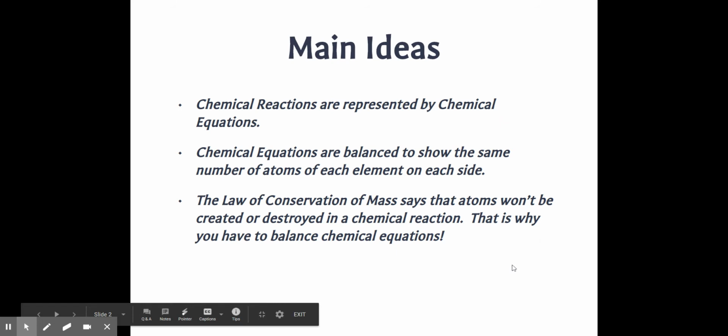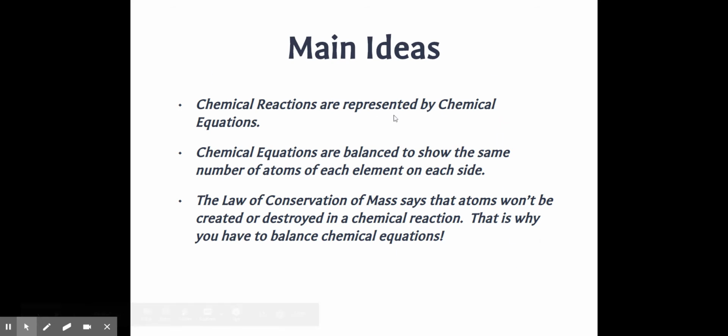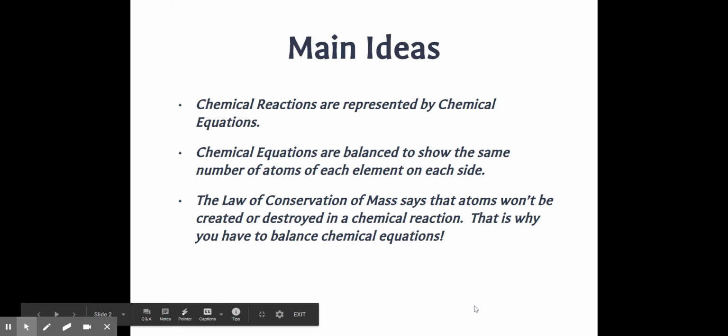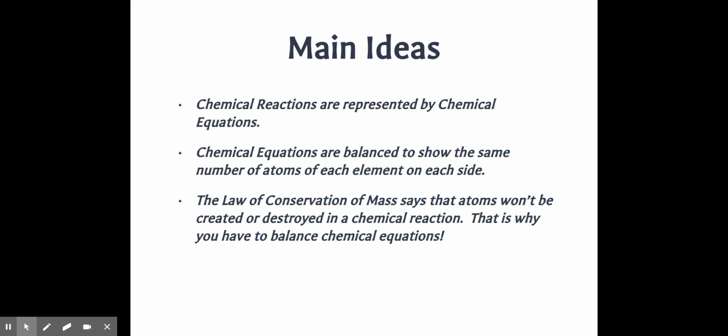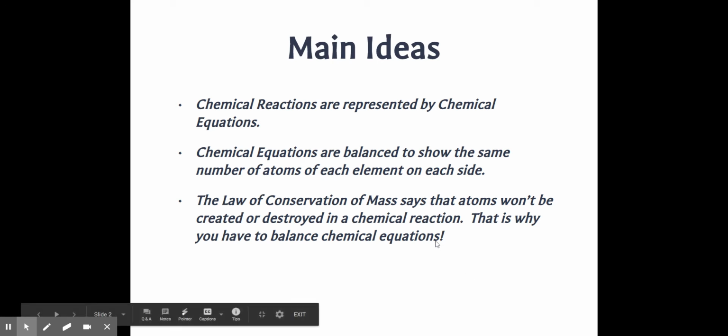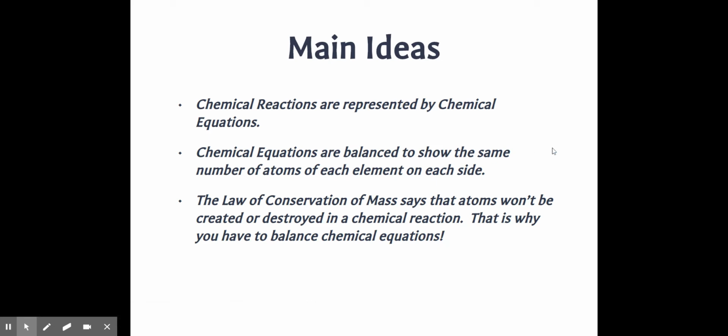So the main idea that we're going to talk about is chemical reactions and how they can be represented in chemical equations, how we can balance those chemical equations to show the number of atoms of each element on each side. And when we do that balancing, we need to keep in mind the law of conservation of mass. So what that says is that you cannot create or destroy atoms, so you have to have the same number on the product side as you did on the reactant side.